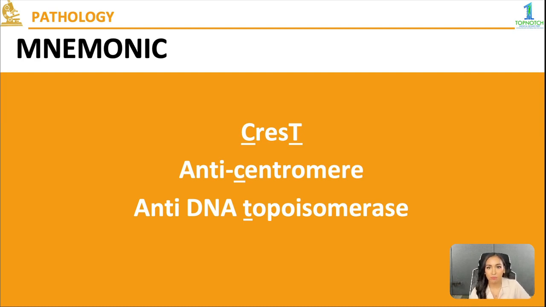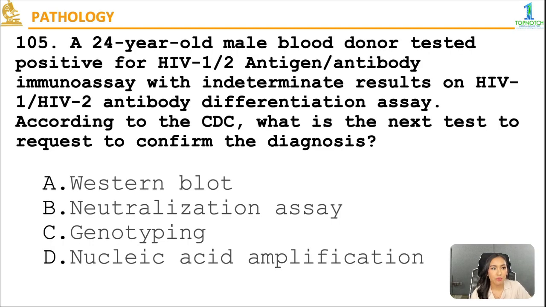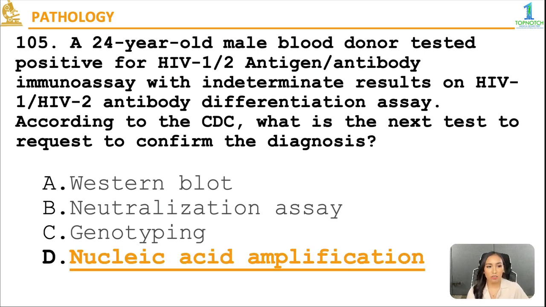T, CREST. Okay? So 105, a 24-year-old male blood donor tested positive for HIV 1 or 2 antigen or antibody immunoassay with indeterminate results on HIV-1, HIV-2 antibody differentiation assay. According to the CDC, what is the next test to request to confirm the diagnosis? The correct answer is nucleic acid amplification.